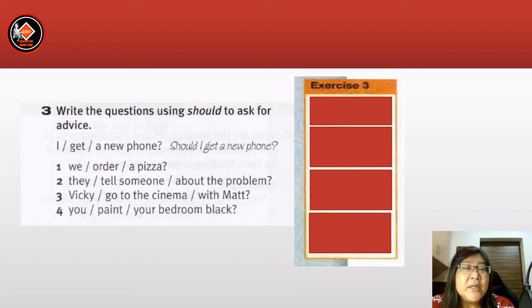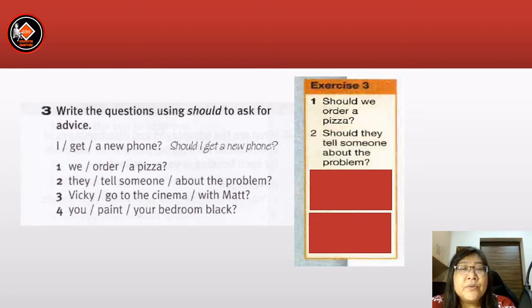Next, for question 3, write the questions using should to ask for advice. I get a new phone. So the question is, should I get a new phone? Number 2, we order a pizza. So the question is, should we order a pizza? Number 2, they tell someone about the problem. So the question is, should they tell someone about the problem?